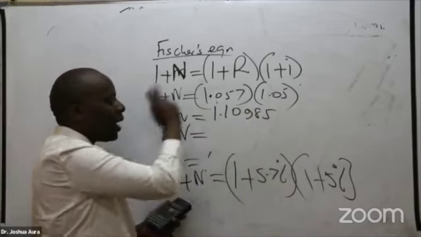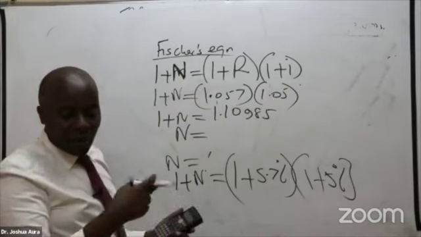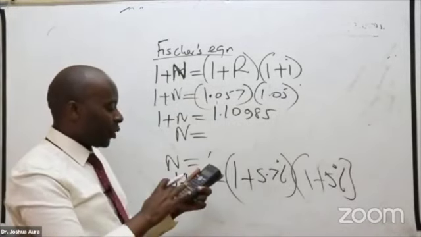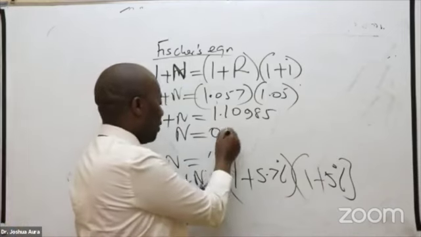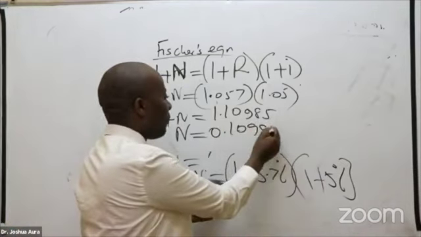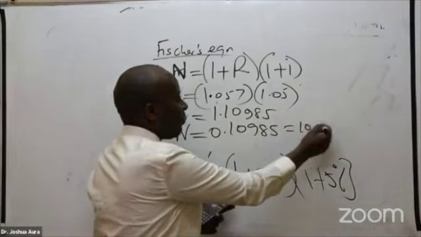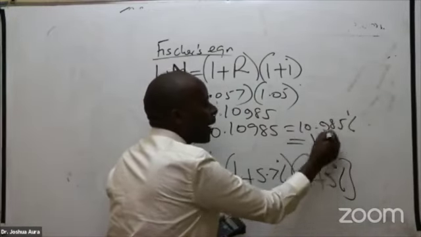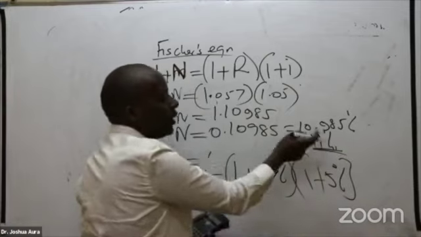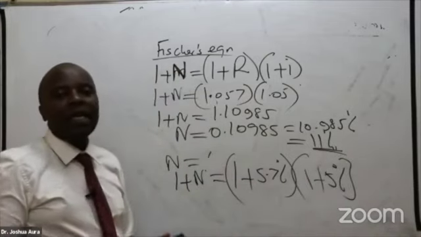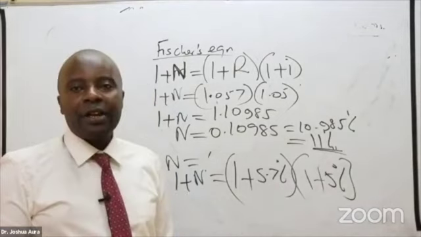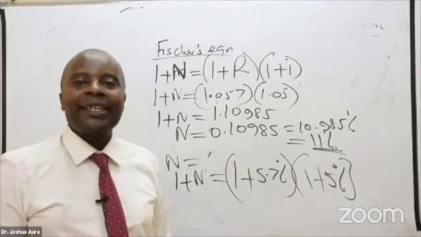So take the 1 on the other side. If you take the 1 on the other side, it will be minus 1. So this will be 0.10985, which is the same as 10.985 percent. So for purposes of discounting my cash flows, I would rather we round this off to 11%.